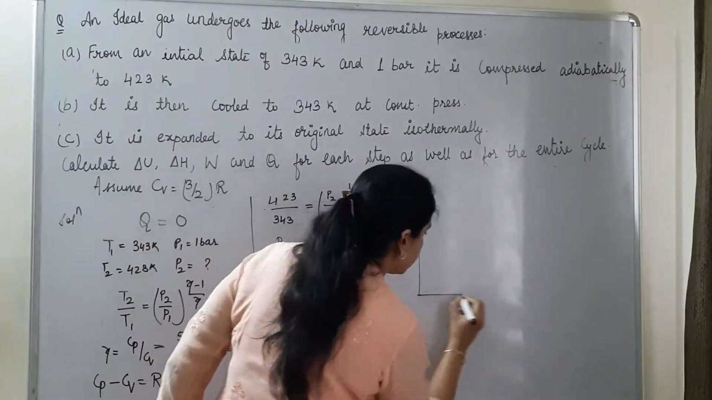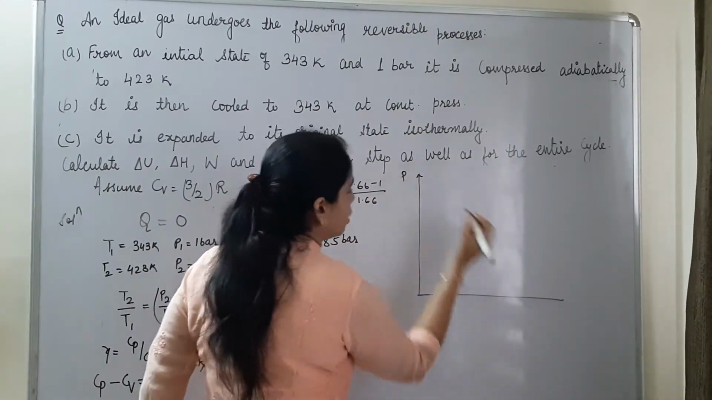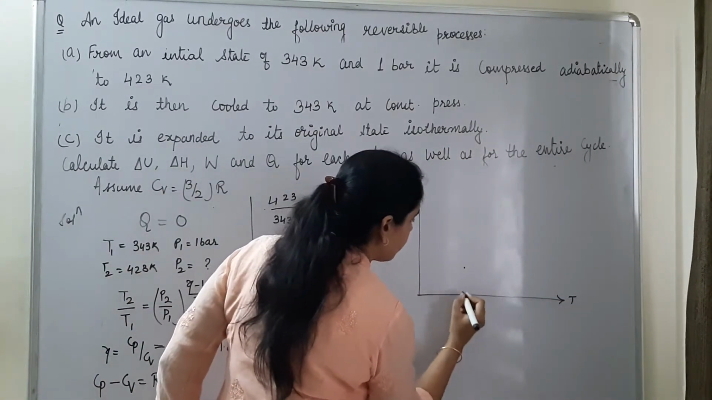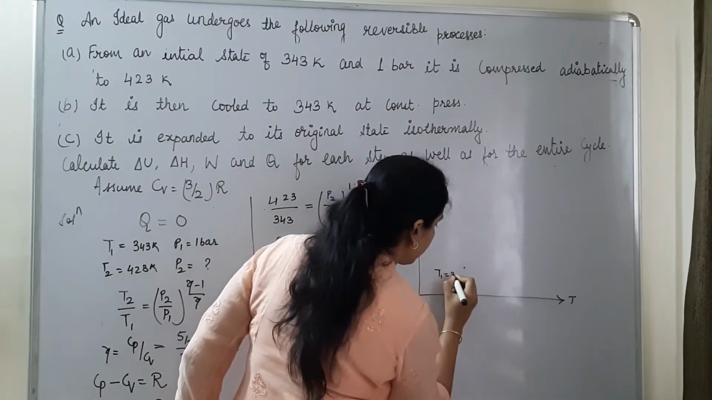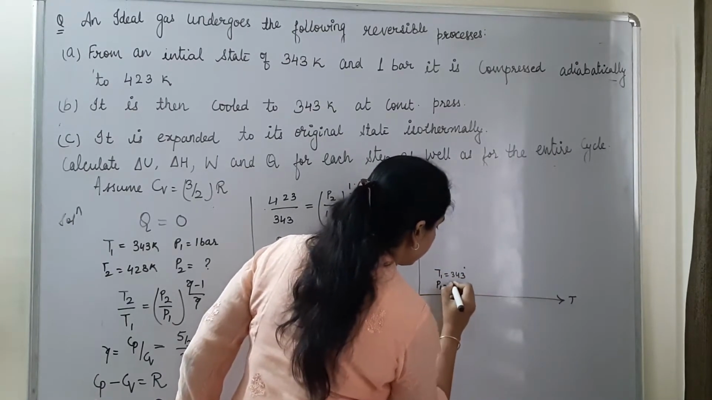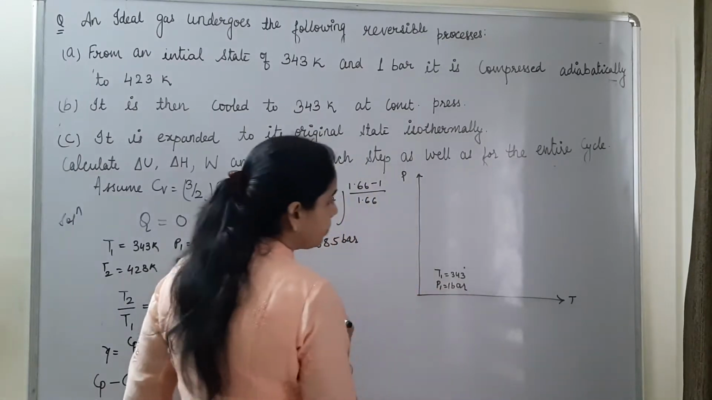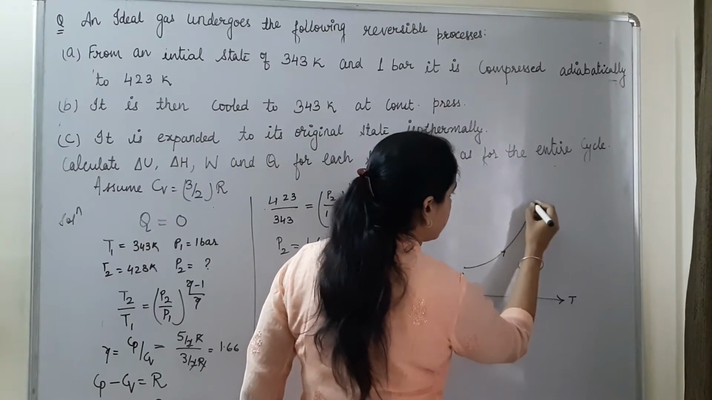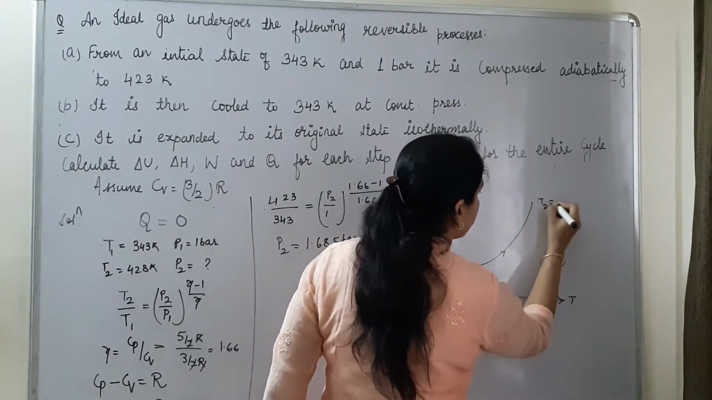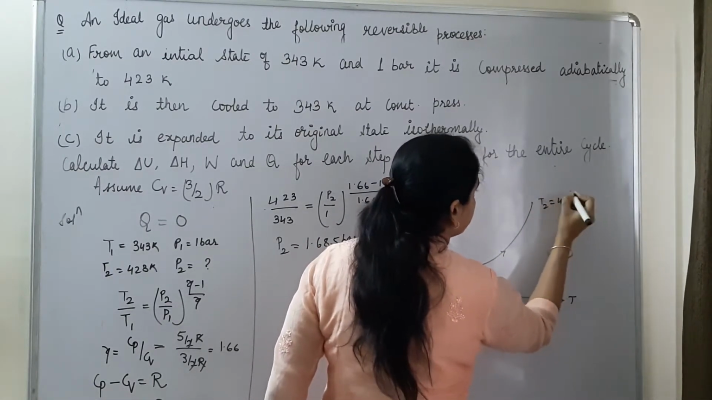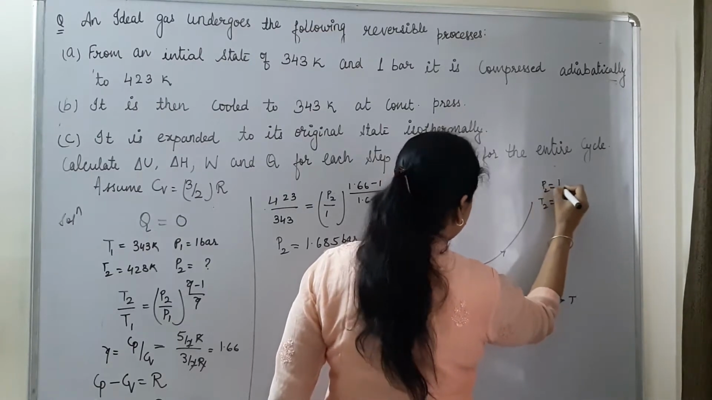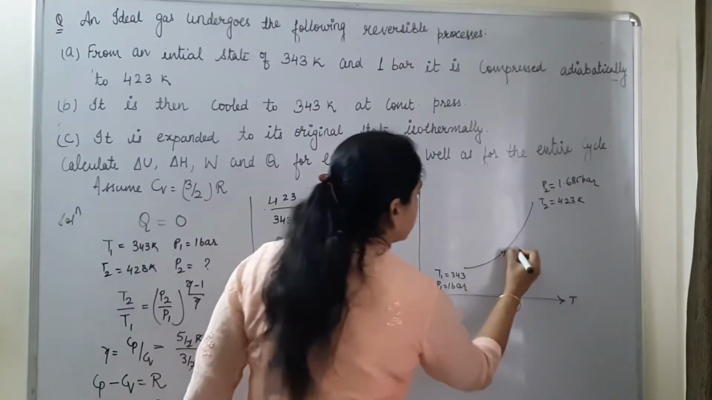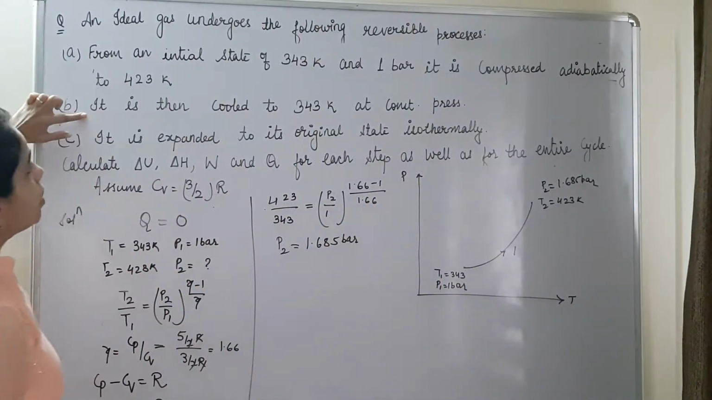Now what we do is draw the cycle on the state diagram and PT diagram. So what was the initial condition given? Temperature is 343, so T1 is 343 and pressure P1 is 1 bar. How is it compressed? Adiabatically. Here the temperature T2 becomes 423 and the pressure becomes 1.685 bar. This is your first part.